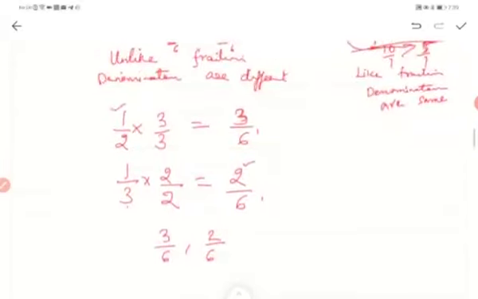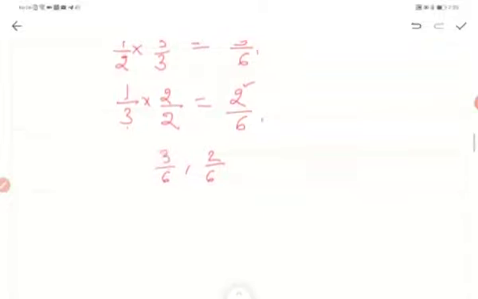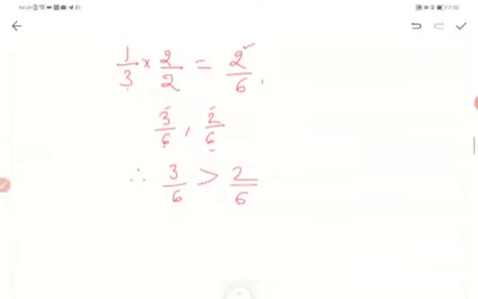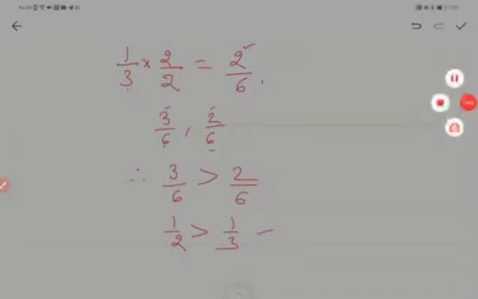Now it's easy for you to compare, isn't it? The denominators are the same, so compare your numerators. 3 is greater than 2. Therefore 3 by 6 is greater than 2 by 6. That means 3 by 6, which is 1 by 2, is greater than 1 by 3. This is how you first convert unlike fractions into like fractions, and then you do operations like comparison, addition, subtraction. Alright, I think we will stop here.